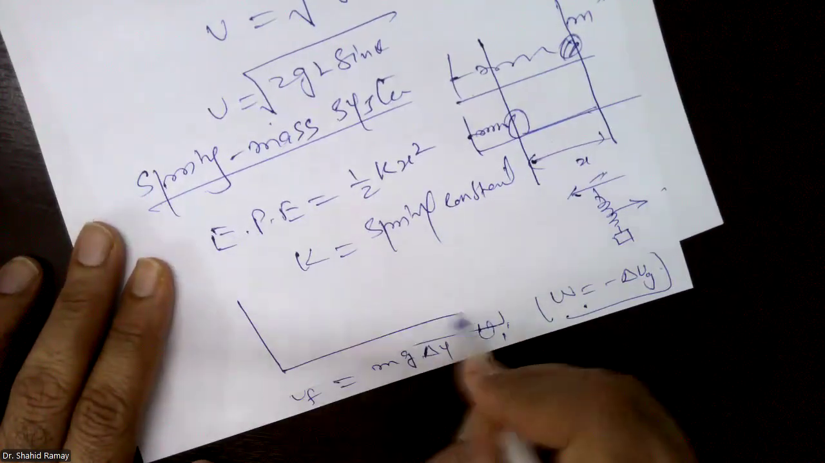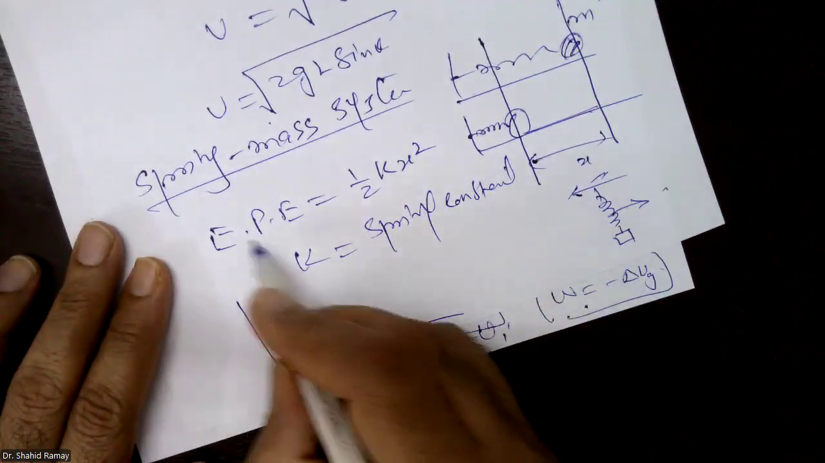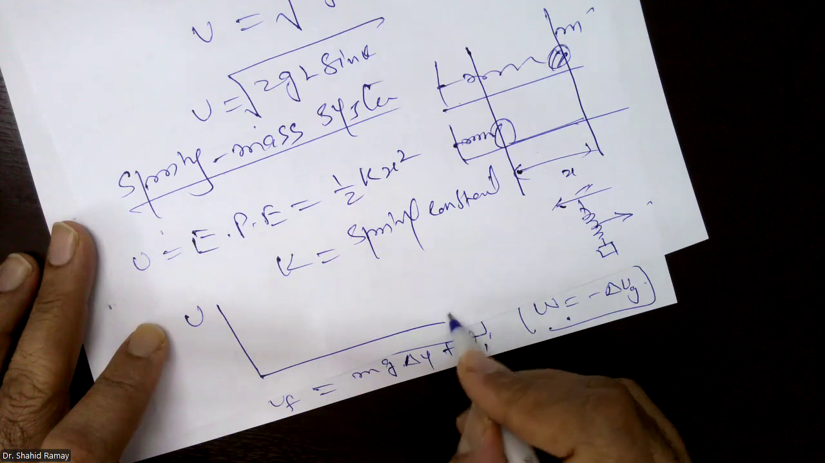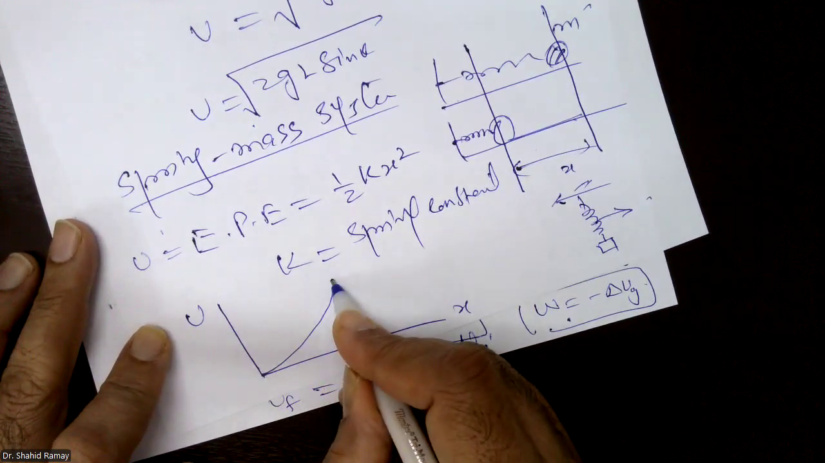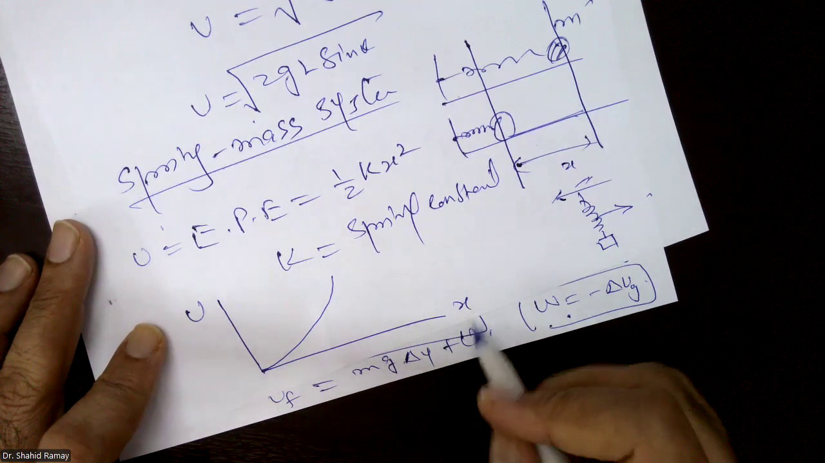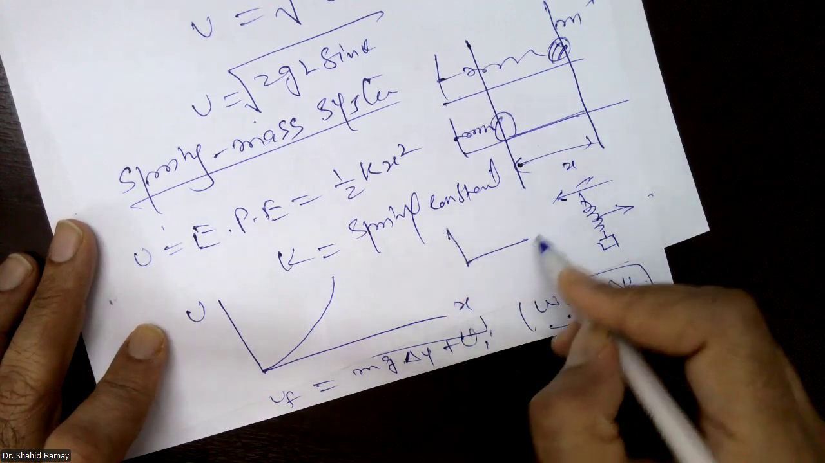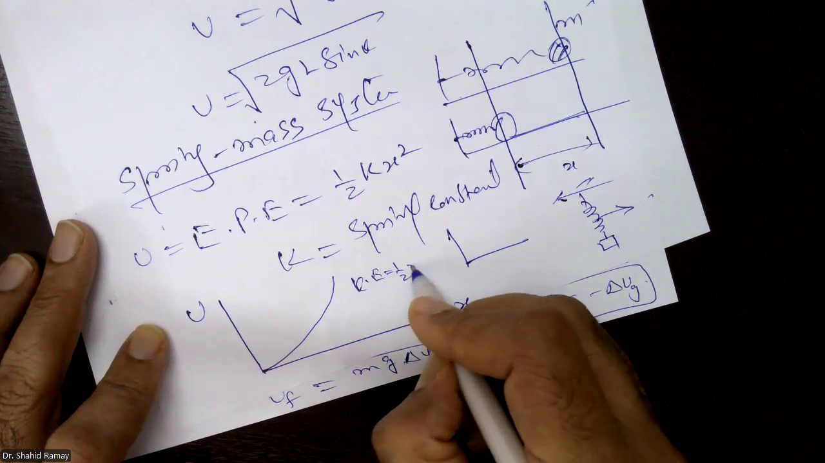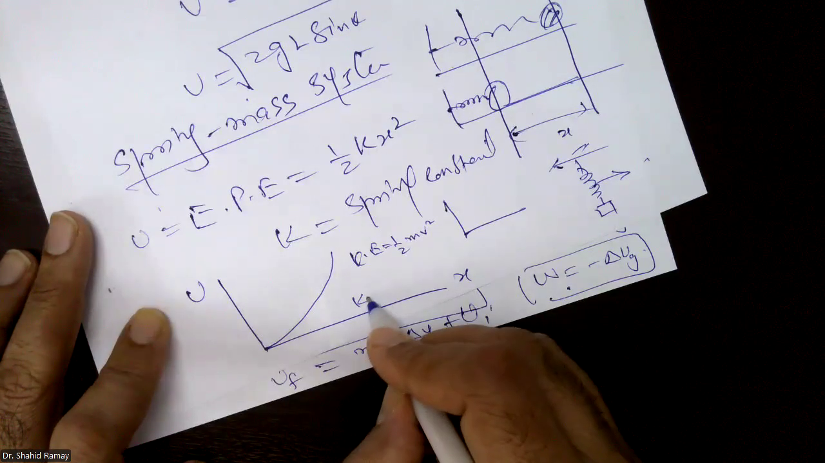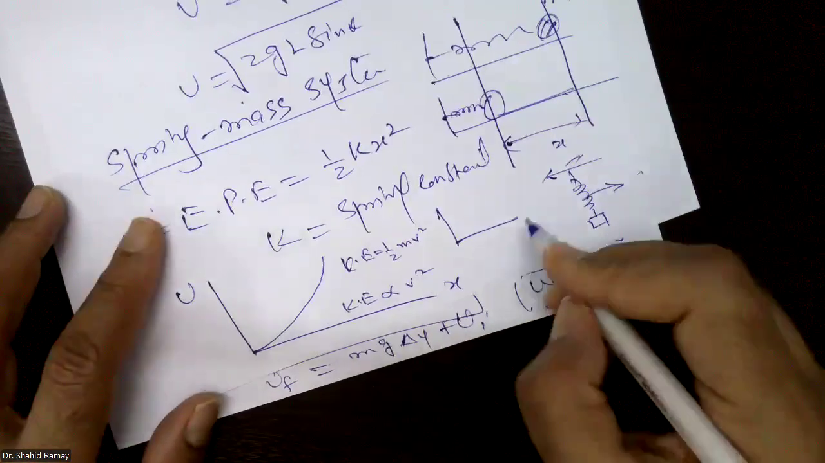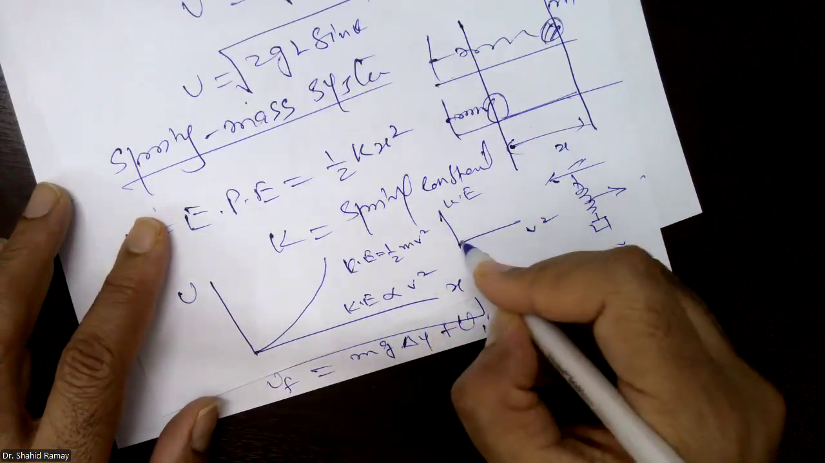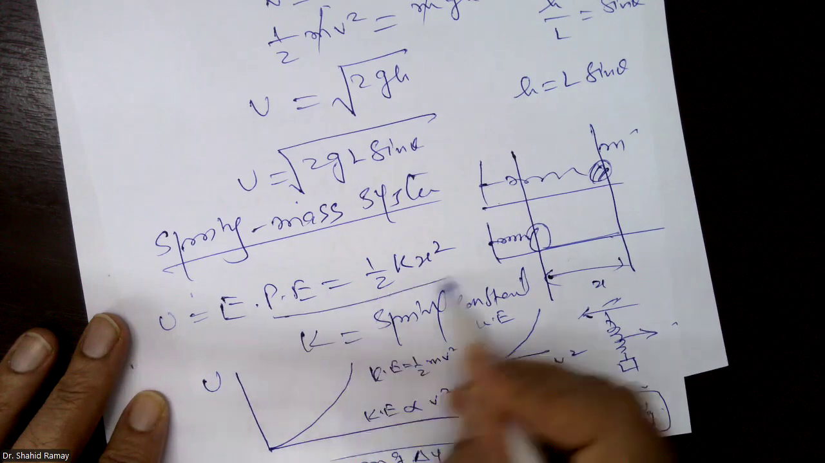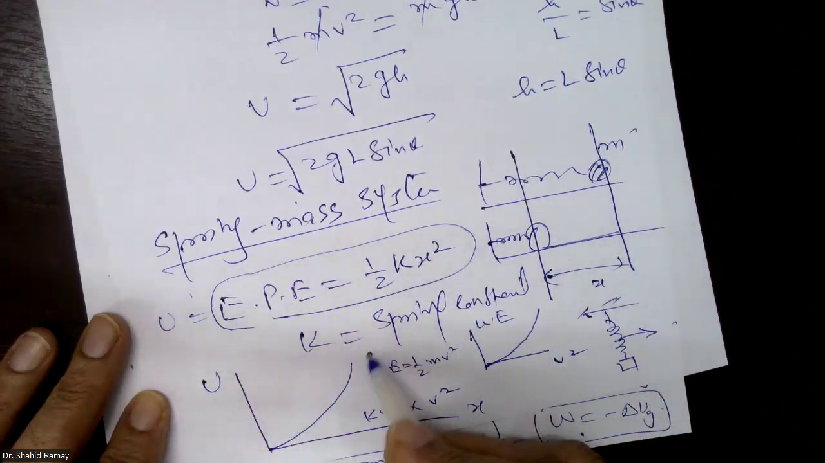If we want to see the graph of this elastic potential energy U, if I say this is U and this is x, then its graph will be like this. Remember this one. And also the graph of kinetic energy and v square. You know that kinetic energy is equal to 1 over 2 mv square. So kinetic energy is proportional to v square. If we see the graph of kinetic energy, it is also like this. So these are the same graph, but this is elastic potential energy and this is kinetic energy.